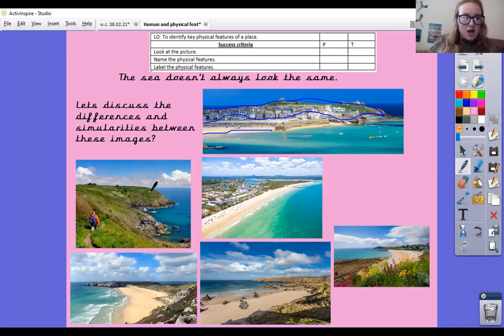Let's look at this coast here. I can see some cliffs, some rocks, not really much of a beach. But I can see that this is where the sea meets the land. So this is the coast.